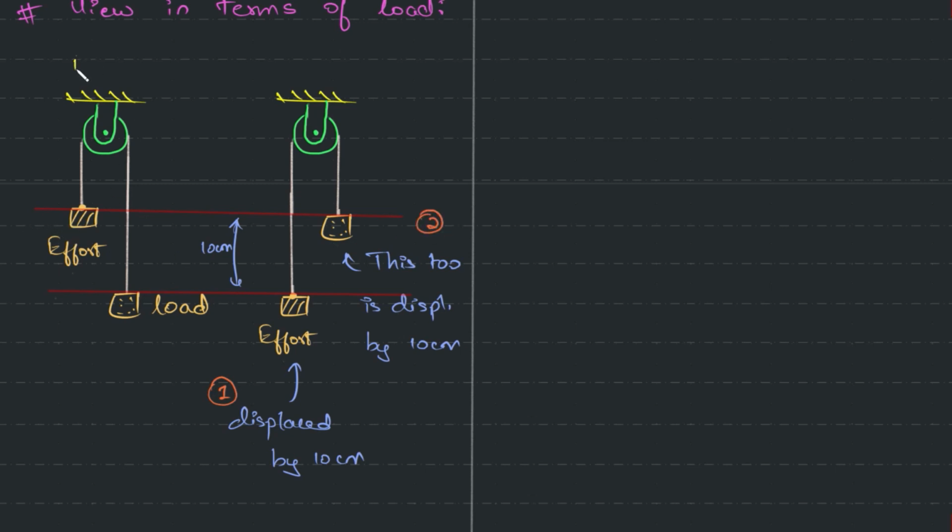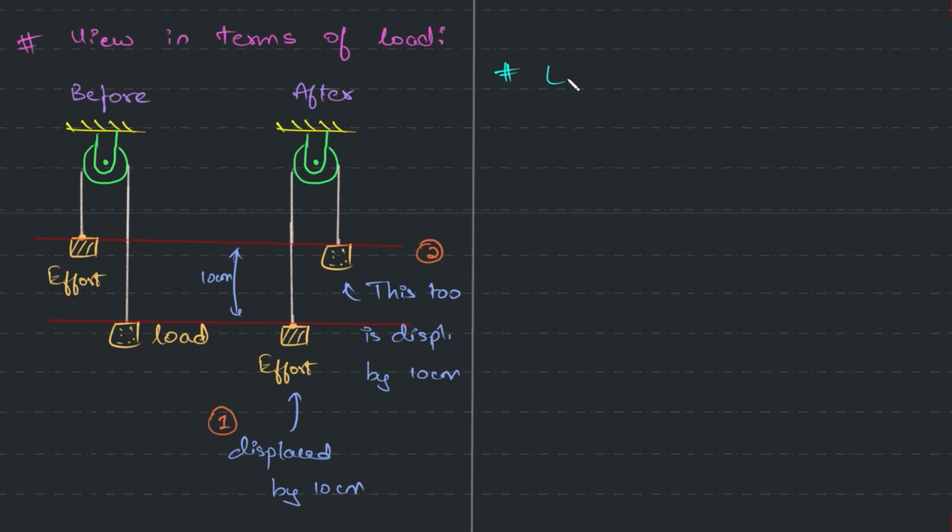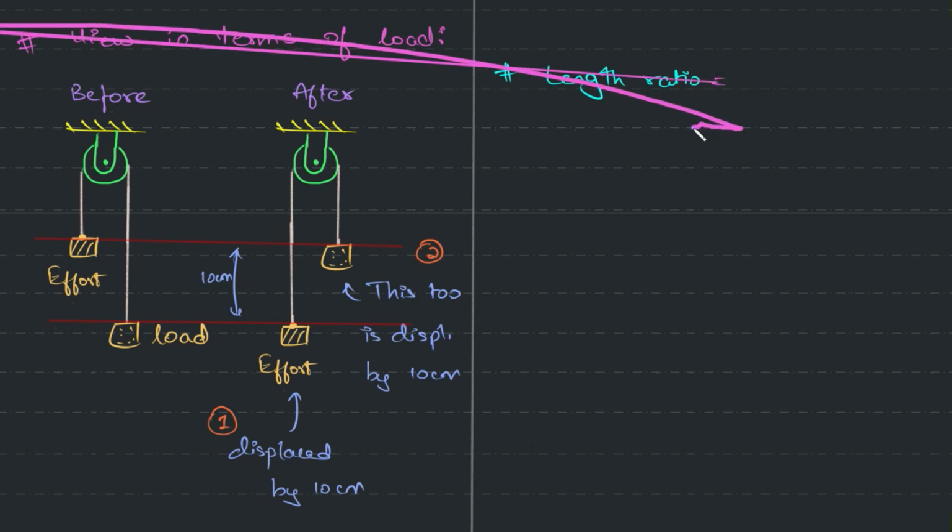So this is before and after scenarios. Okay. So from here, these measurements and this conversation, we will take it to a new topic called length ratio. Officially, it's not there, but this is something that I am making up so that the conversation will make more sense as and when we go.